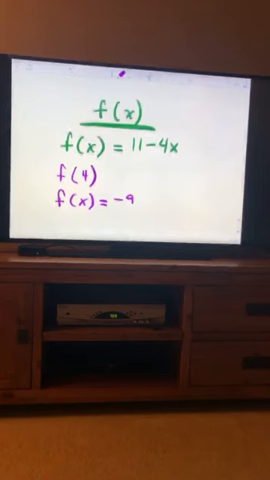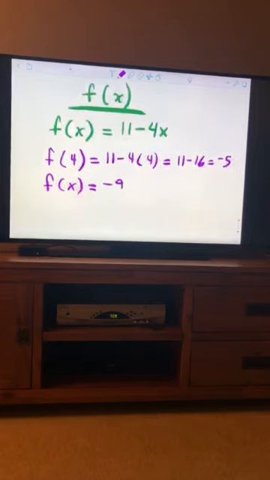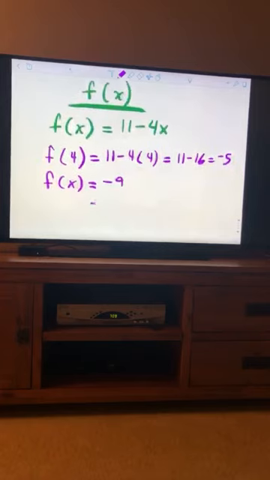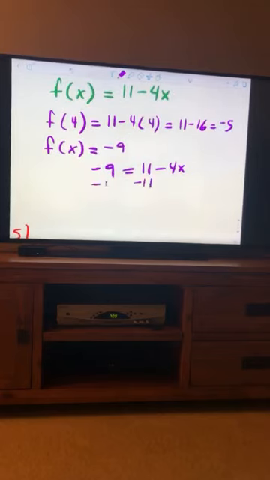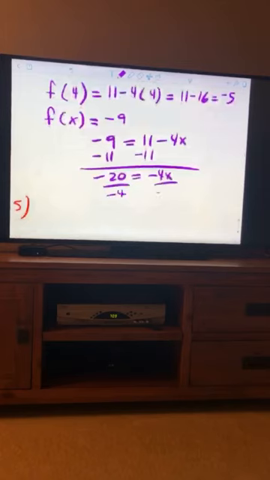All right, so for f of 4, that's us plugging in a 4 for x. It should be 11 minus 4 times 4, 4 times 4 is 16, so 11 minus 16, we should say -5. For the bottom one, where does this function equal -9? So I'm literally going to set the rule equal to -9. I'm going to move the 11 over. I get -20 equals -4x. Divide both sides by -4. Negative divided by negative, I should get +5.